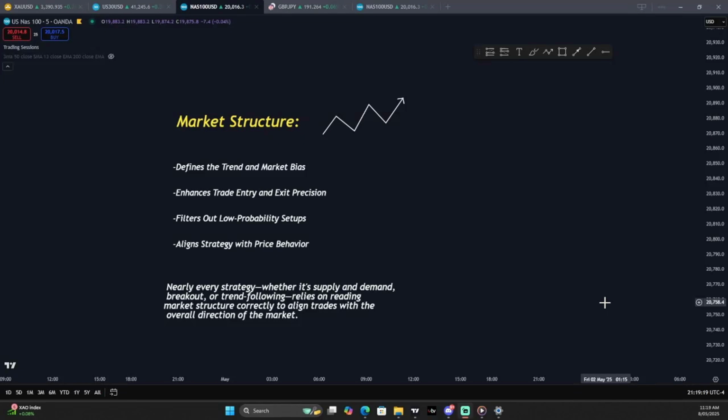Today we're going to be covering market structure, the importance of it, why you need it in a solid trading strategy, and why it is one of the most important foundational skills that you can have throughout your journey. And the reason I wanted to start with market structure today is because nearly every strategy, whether it's supply and demand, support and resistance, liquidity sweeps, breakouts, all rely on being able to read the chart and correctly determine the trend to ultimately place your entry.